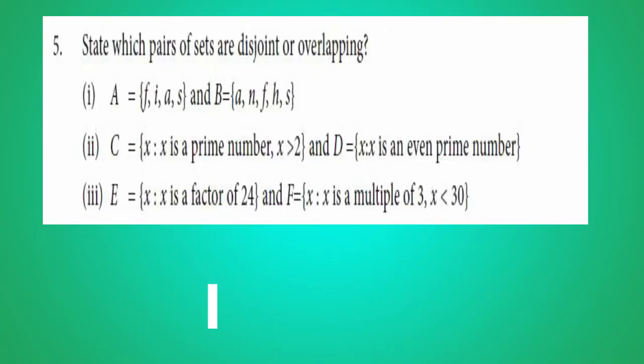Okay, question 5. State which pair of sets are disjoint or overlapping. Disjoint means there is no common element in sets A and B. Overlapping means some of the elements are common. Now look at set A and see which elements are common. F is common, A is common, S is common. So F, A, S are common in sets A and B. Therefore, the first one, A and B, is called an overlapping set.